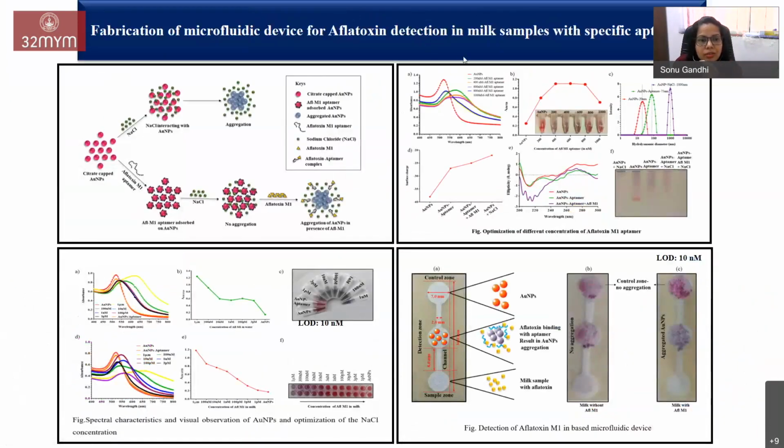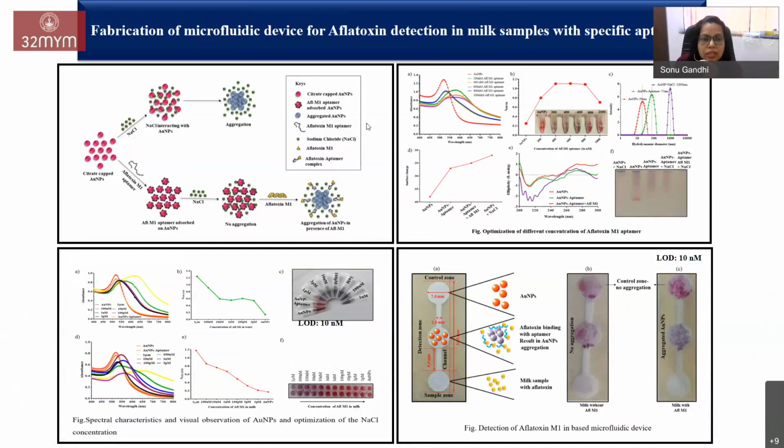Then this is a very interesting study we have done for the aflatoxin M1 detection, where we have fabricated a paper microfluidic device that anyone can take to the field, and can just put the sample, the milk sample, here, and by seeing the change in the color can tell if aflatoxin or mycotoxin is present in the sample or not.